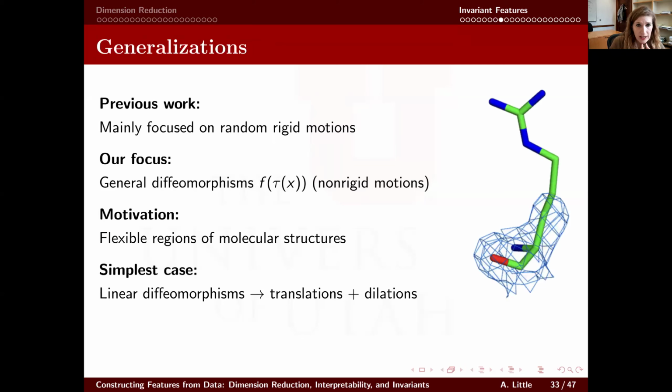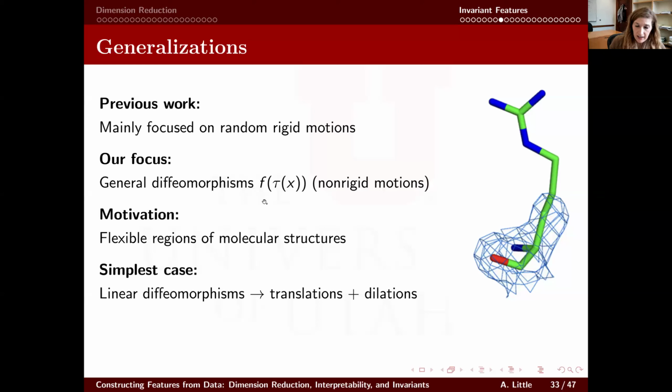Okay, so this has been a focus in the literature, but most of the work considers random rigid motions. And one interesting thing to think about is, what if these motions are not rigid, inspired by the molecule where the tail flops around? What if you have non-rigid motions or more general diffeomorphisms?